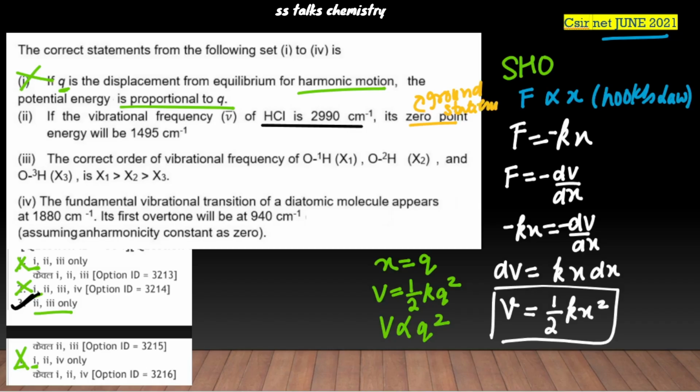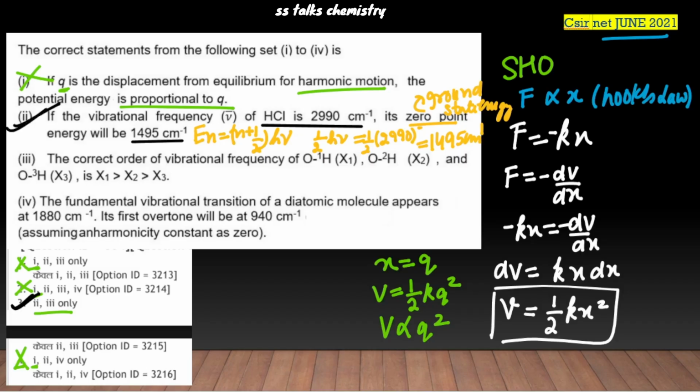Now in the vibrational levels, the particles are never at rest. They have a certain energy in them. So the general formula for the energy is n plus half into h nu. This is for the simple harmonic motion. Now the n value is 0 for the ground state. So it will be half of h nu. Right. Now this h nu value is given to us, which is 2990. So just divide this by 2, and the value we get is 1495 centimeter inverse only. So this statement which says that the value of zero point energy is 1495 centimeter inverse is the correct one.